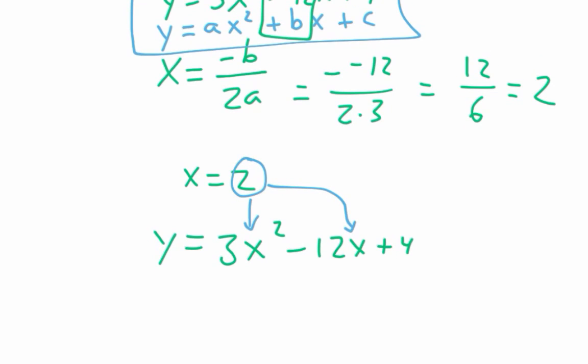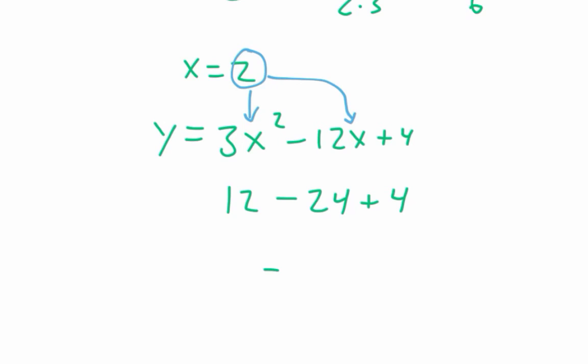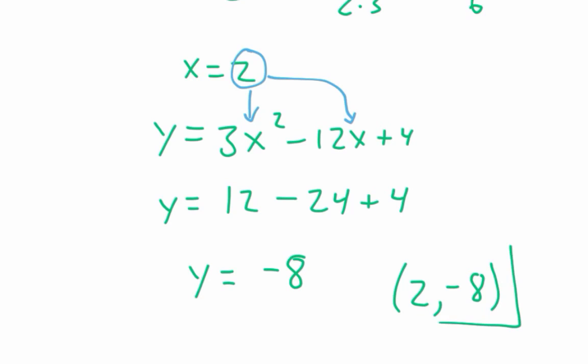So I have 3 times 2 squared. That's 3 times 4, which is 12, minus 12 times 2, which is 24, plus 4. You could really just take your calculator and punch it all in at once: 3 times 2 squared minus 12 times 2 plus 4 equals. But otherwise, if you do it this way, you should get negative 8. So my y value is negative 8. Then the final answer: the point x is 2, y is negative 8. So this right here is going to be the vertex of my parabola.